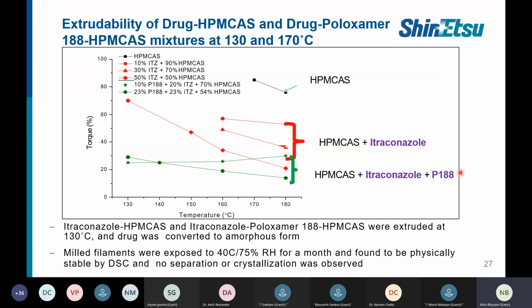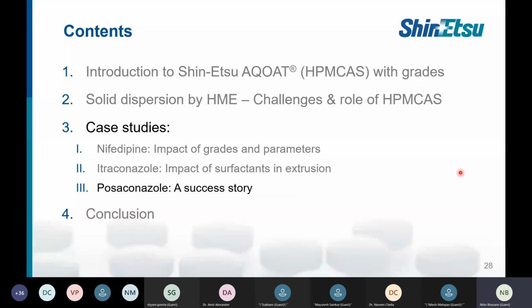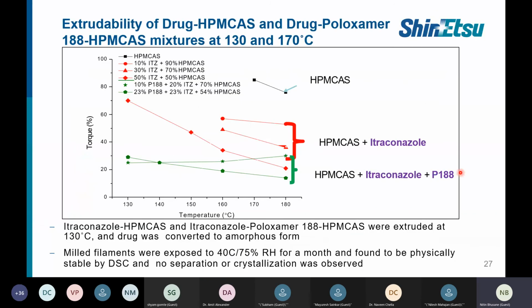They have also done the stability study. The solid dispersion form was very much stable. No recrystallization was observed in that case. It was all about the external study, the external article we had. Now moving next to the case study of posaconazole.